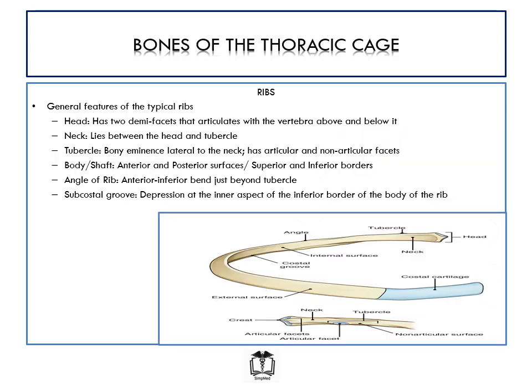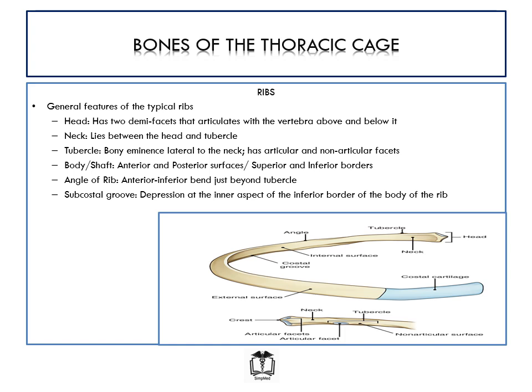So let's talk about the general features of a typical rib. A typical rib has a head, it has a neck, it has a tubercle just directly inferior to the neck, it has a body or a shaft, which is the longest part of the rib, it has an angle, and finally it has a small portion on its inner surface known as the subcostal groove. Each of these is found in a typical rib, and each of these has very unique features that we only see in a typical rib as compared to an atypical rib.